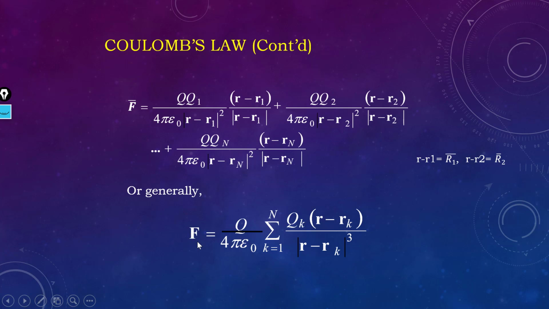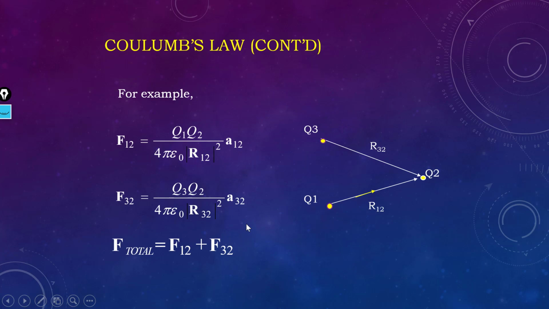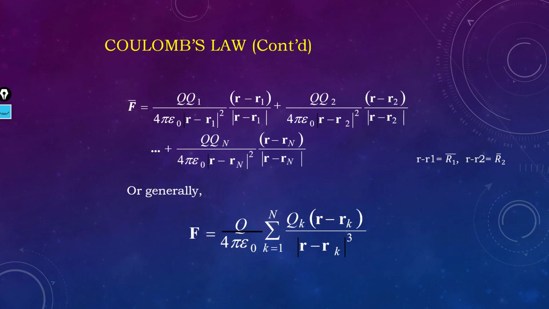In general, the same equation can be written as F bar is equal to Q, because Q is common everywhere. So Q, that is the main charge, divided by 4 pi epsilon naught, summation k goes from 1 to n, Qk times (R minus Rk) divided by the magnitude of R minus Rk raised to 3, because of this square and this one more R minus Rk, it will become raised to 3. So this is the general equation for Coulomb's law for multiple charges.